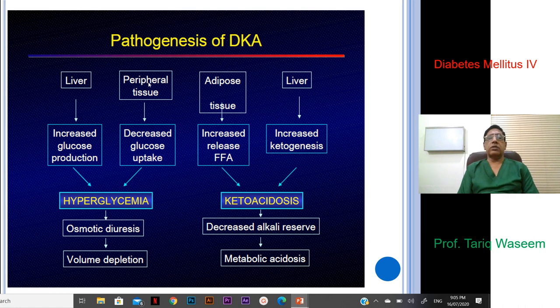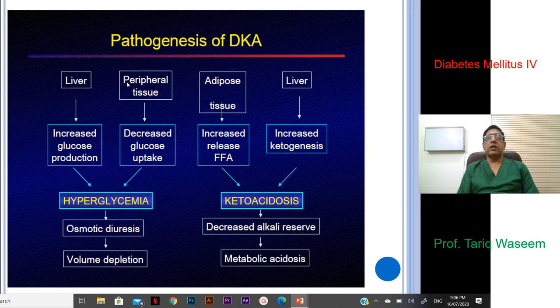The peripheral tissues start utilizing glucose less and less. One component may be decreasing blood pressure leading on to lesser blood supply to the tissues, and this increased production and decreased uptake again contributes to hyperglycemia, and again finally would end up in osmotic diuresis and volume depletion.